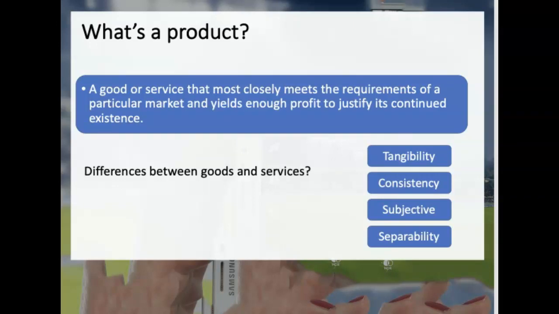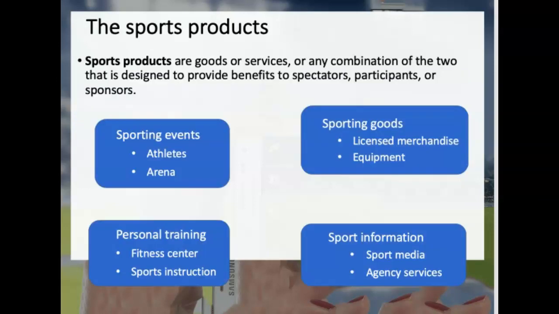So what is a sports product, right? Sports products include both goods and services, or any combination of these two. They are designed to provide a benefit to spectators, participants, and sponsors. I'll give you a couple of examples. We can classify sports products into 4 types. Obviously, there are so many sports products existing.